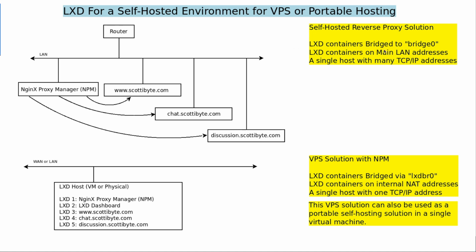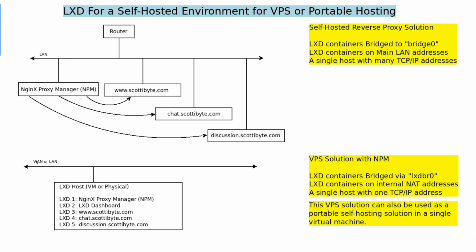LXD containers are bridged through bridge 0 on the LXD host. So even though this looks like 4 different server instances, in reality, it's really one host with 4 LXD instances on it. And LXD containers, because they're bridged, are providing unique IP addresses out on your main LAN, so you can have that single LXD host with many TCP/IP addresses.